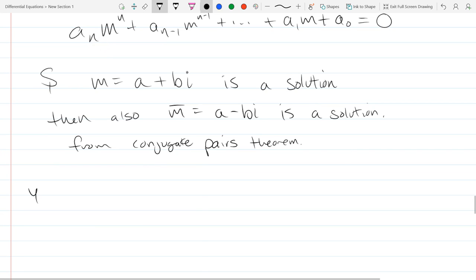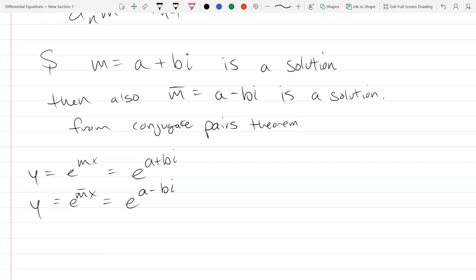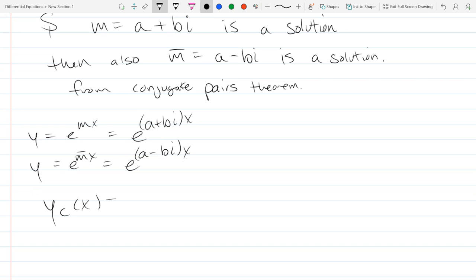All right, so let's write out what we would normally get. We would get y equals e to the mx, which in this case will be e to the a plus bi, and our other solution, e to the m bar x, which is e to the a minus bi. So these are our two solutions right here. Right, that's just the m part, times x. And we need the parentheses because x times that whole thing. So, of course, this leads to c1 e to the (a plus bi)x plus c2 e to the (a minus bi)x.